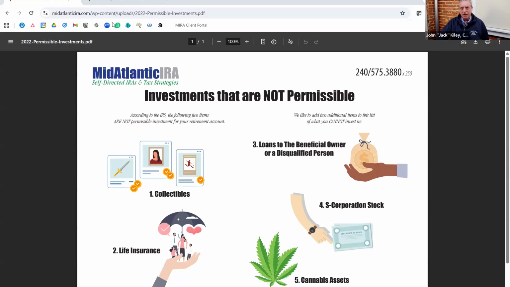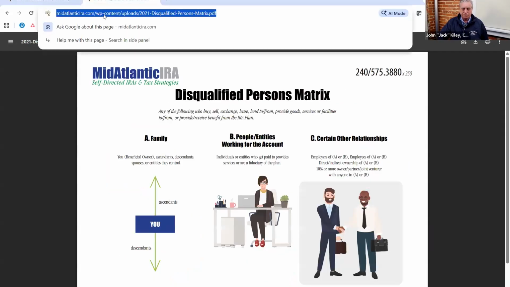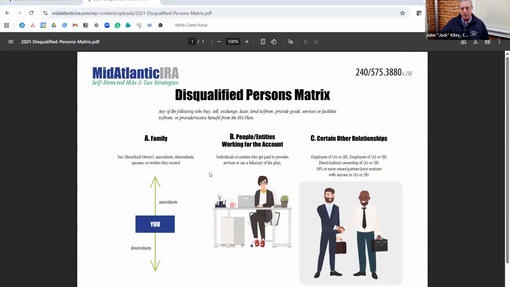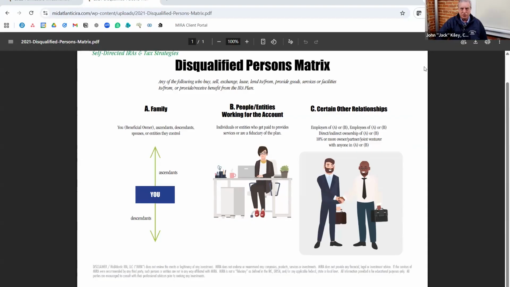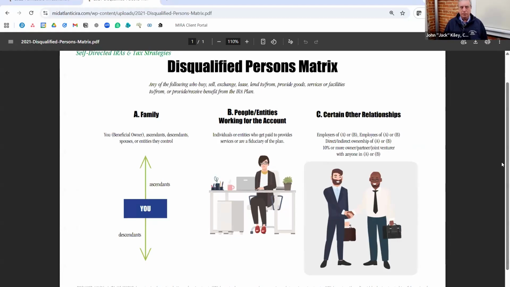Okay. So the other set of rules deals with who the retirement plan can transact business with. And transact business is any financial transaction. So buy, sell, lend, lease, borrow from, and then a couple of other things. So facilitate, use the assets, guarantee the assets. Okay. So if anybody in this disqualified person group transacts business with the retirement plan, that's a disqualifying event, which means that the account would be distributable immediately.